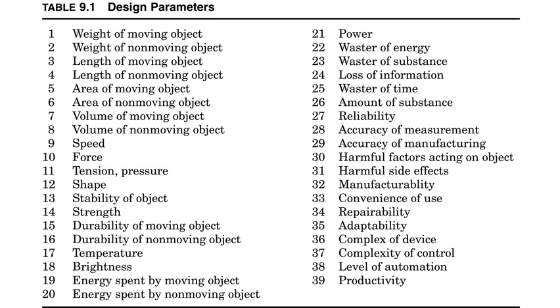So these are the 39 design parameters that may be used to describe the typical contradictions that happen in the systems.